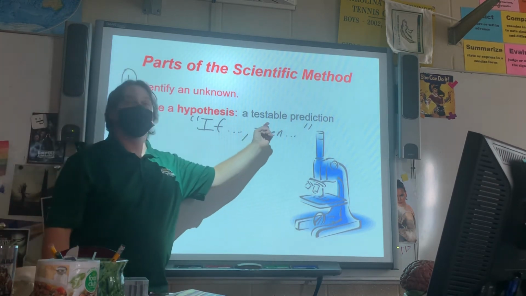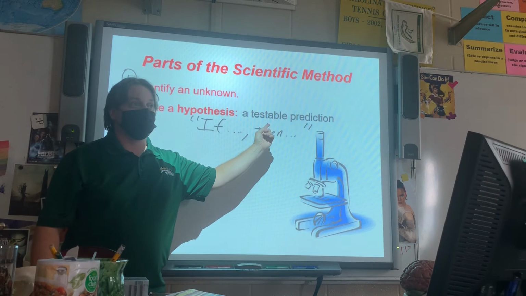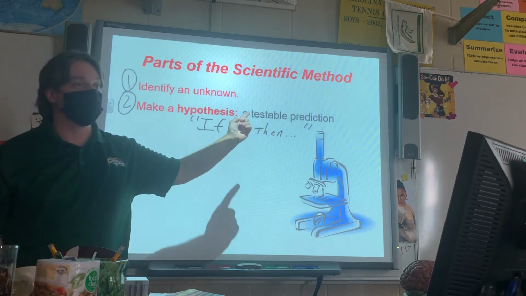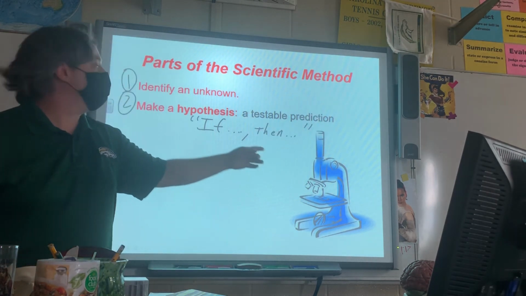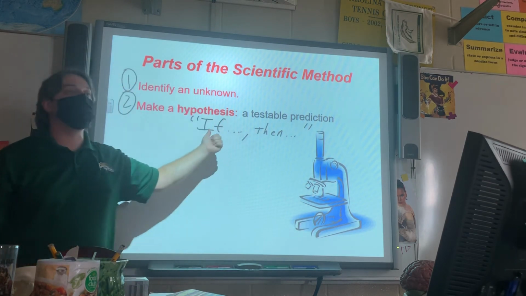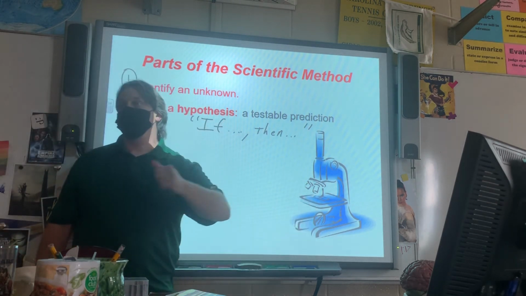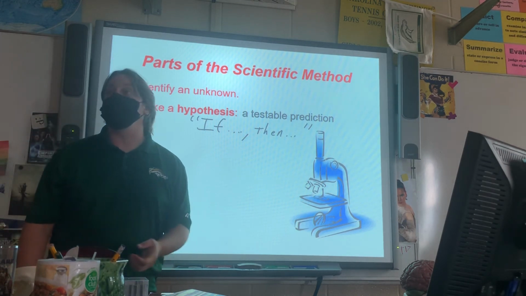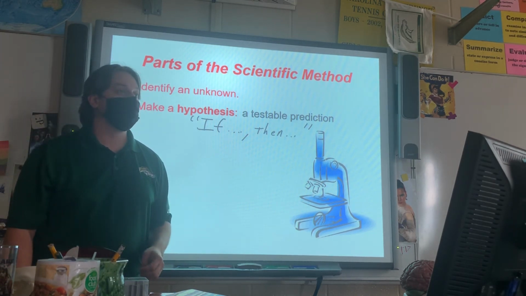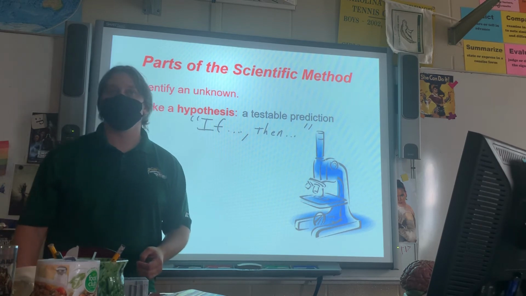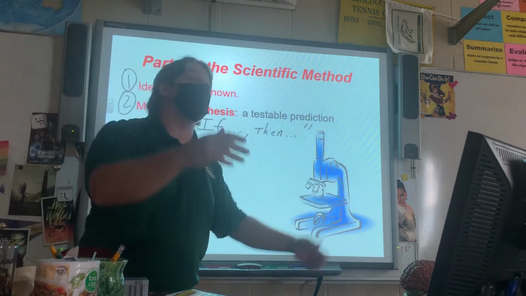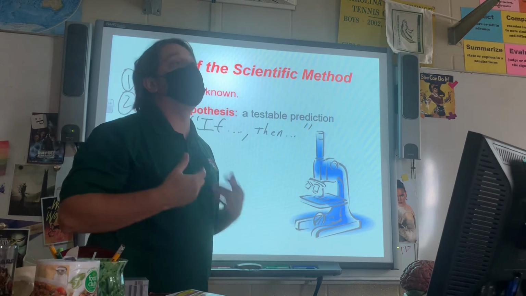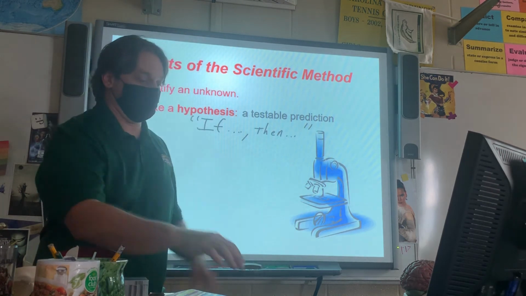Is it testable? Yeah, because what can we do? Jump off the roof. So it's testable, it's a prediction. If you jump off the roof, then you will fly. Now, a crappy hypothesis would be, if you jump off the moon, then you will fly. Why is that a crappy hypothesis? Because we're not going to the moon. Now, it might be a good hypothesis for the folks at NASA, but for us, it'd be a crappy hypothesis.